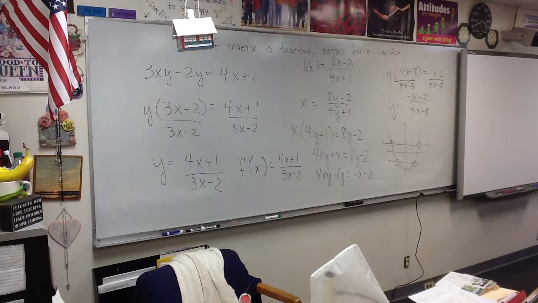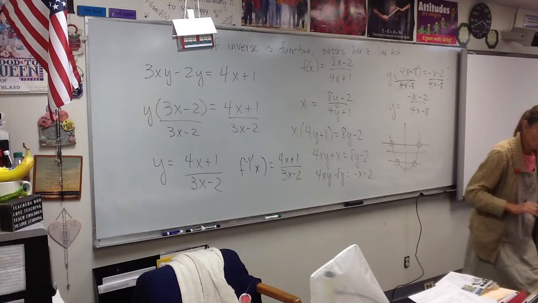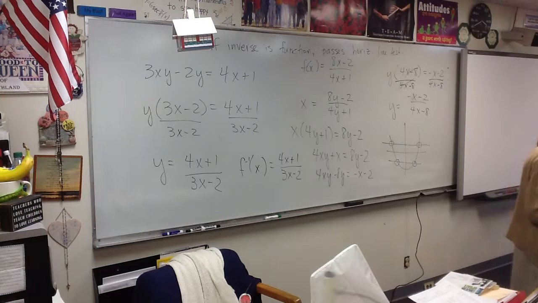2 is a no because it does not pass the horizontal line test. Now what about B? Yes. Its inverse is a function because it passes the horizontal line test. And so is C, because it passes the horizontal line test.